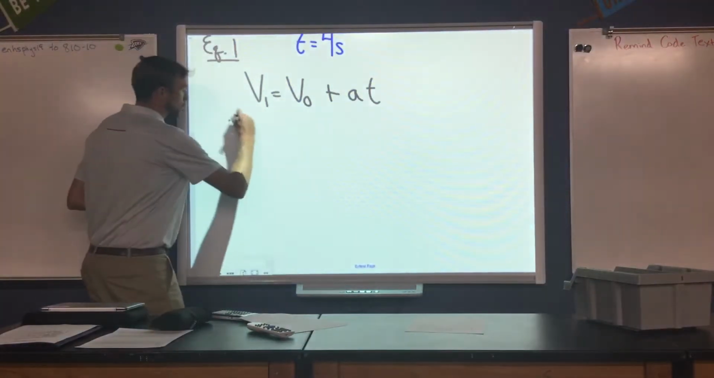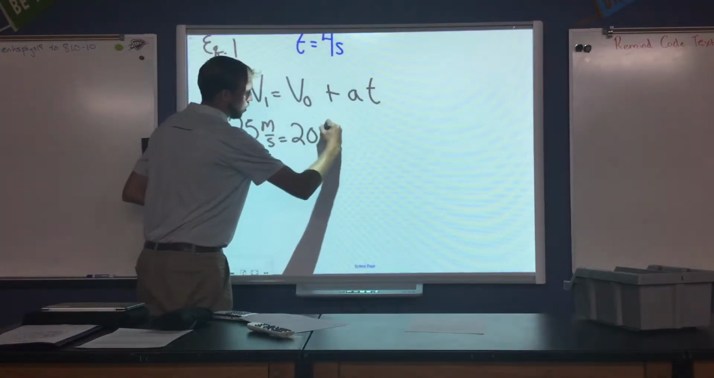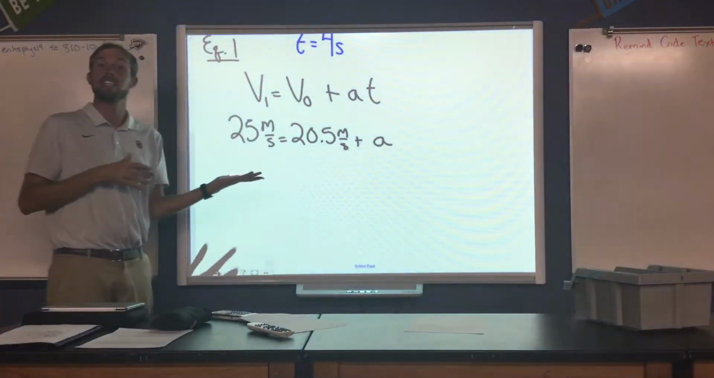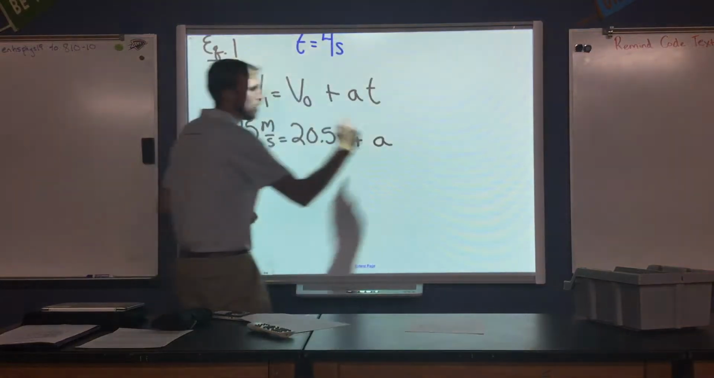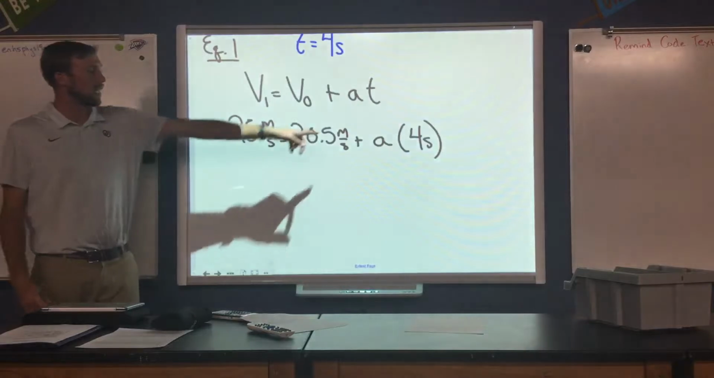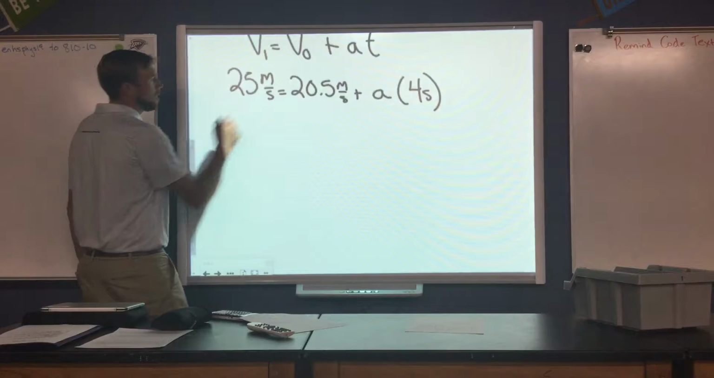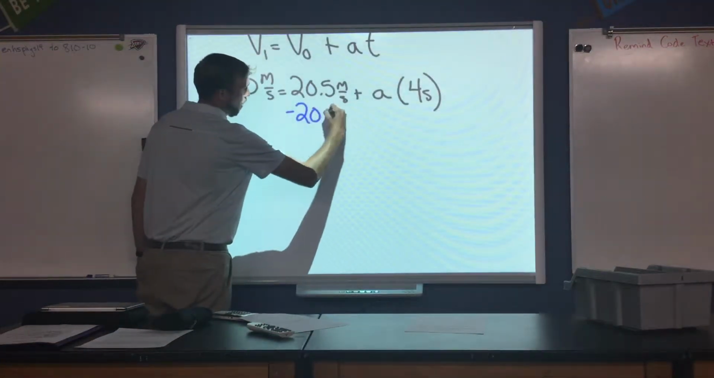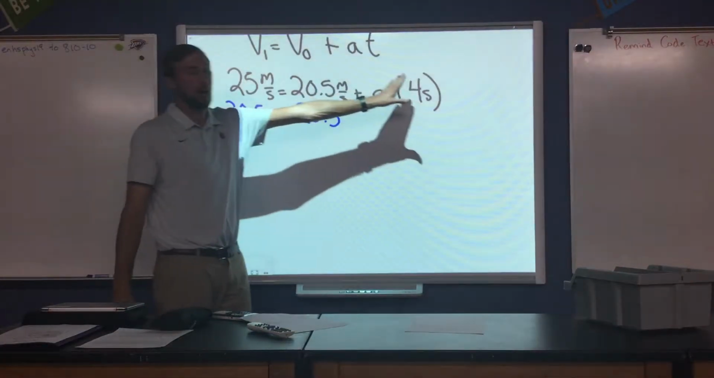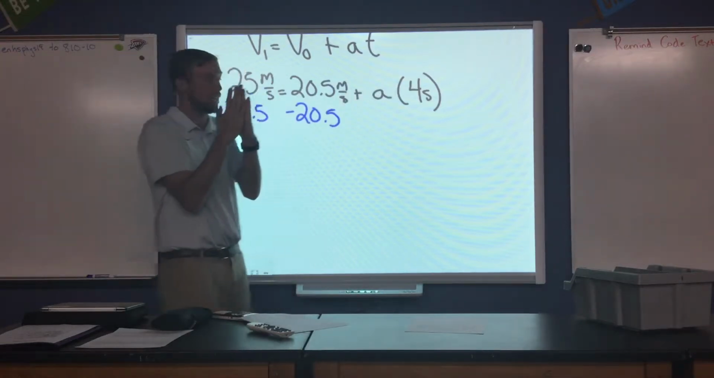Now we'll go through and plug in our variables. Final velocity was 25 meters per second. Initial velocity, 20.5 meters per second, plus acceleration. I'm going to leave that as the a variable in our equation because we don't know what it is. And time is 4 seconds. Now we want to get this a variable by itself. So I'm going to start by subtracting 20.5 from the opposite side of my equation. Remember, I can't combine 20.5 and 4 because I have this a variable, which I don't know yet, so I can't combine those.